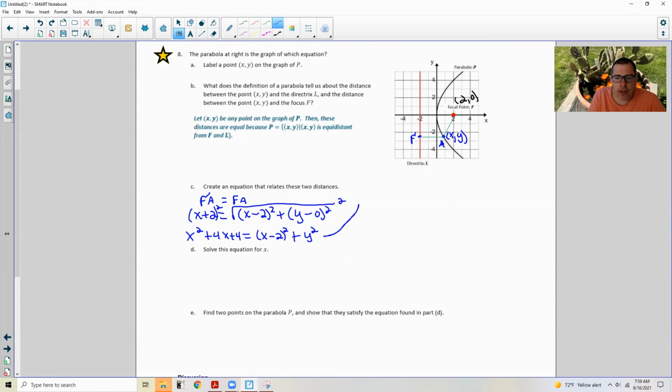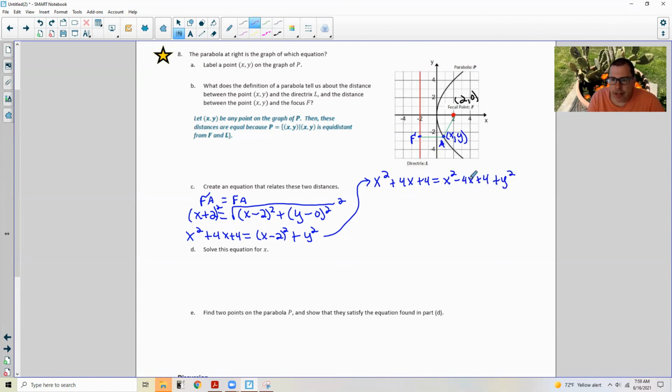Okay, so it's gotten simpler already. And now I'm going to do this part right here. So I'm going to leave the left alone for now. x squared plus 4x plus 4 equals, and now I'm going to multiply this times itself. That will give me x squared minus 4x plus 4 plus y squared.